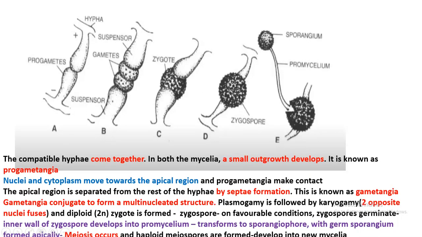Meiosis occurs, and it will be forming haploid meiospores, and those meiospores will be germinating and forming new mycelia. Consider this promycelium as a sporophyte, just for understanding's sake. This was a gametophyte because these two were gametes. So from this gametophyte, this sporophyte arose, and on this sporophyte meiosis happens and the spores get released. That will be developing new gametangia, or new thalli, or new gametophytes. In that way also you can remember.